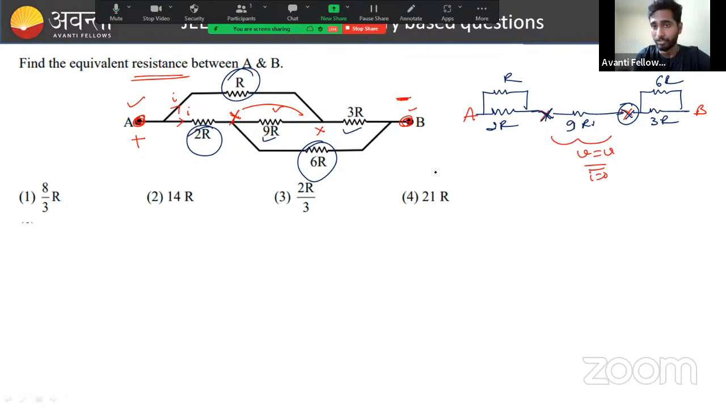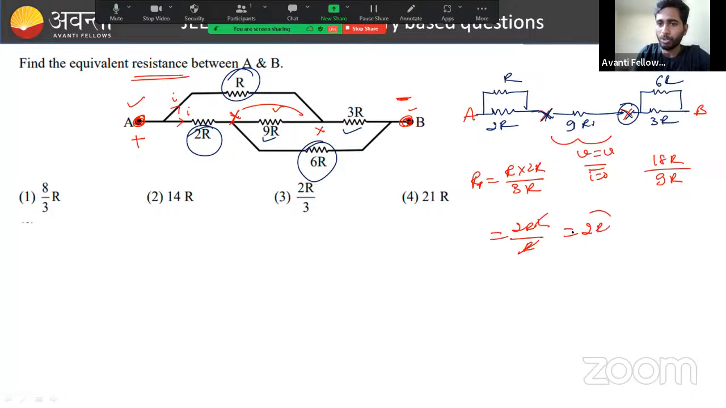It is short circuited. And the remaining part, 2r and r, is in parallel. When they are in parallel, we write rp equals r into 2r divided by the sum of these two, which means 3r. Here also parallel: 6r into 3r means 18r divided by 9r. For parallel, r1 r2 divided by r1 plus r2. Here it will be 2r square by r cancel, which is nothing but 2r on the left hand side, and then on the right hand side, 2r.